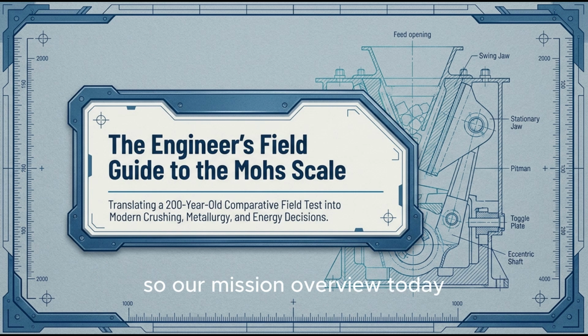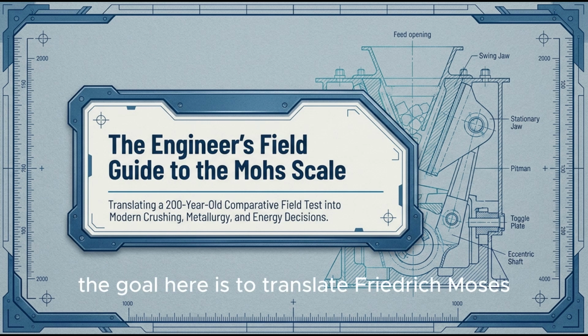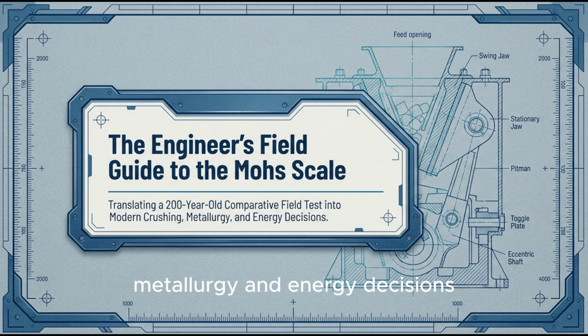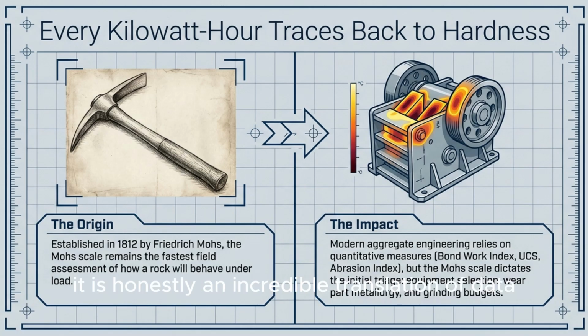Exactly. So our mission overview today, we are analyzing the engineer's field guide to the Mohs scale. The goal here is to translate Friedrich Mohs' 1812 field assessment into modern crushing, metallurgy, and energy decisions. Okay, let's unpack this. It is honestly an incredible translation of data. We're taking a purely qualitative observation from the field, and linking it directly to massive quantitative engineering outcomes.